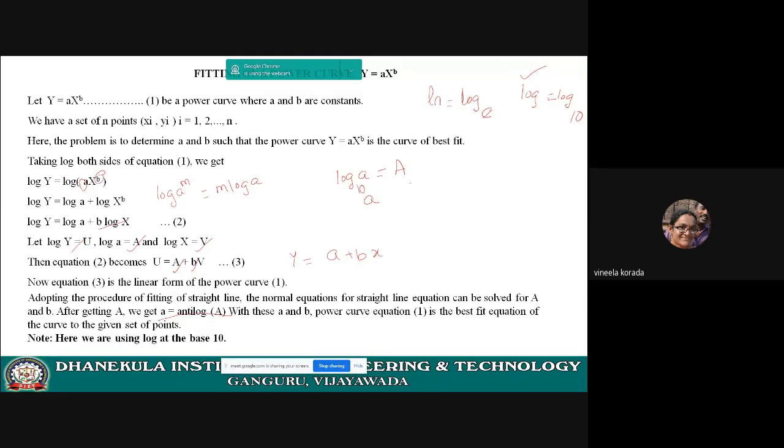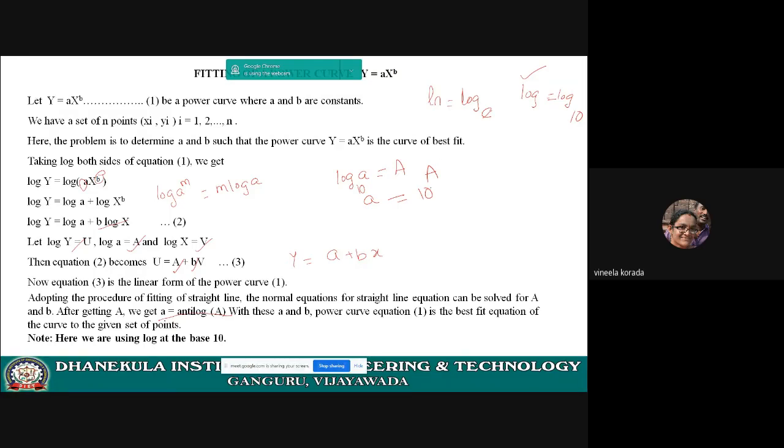Okay. So since it is to the base 10, you must take a as 10 power A. In your calculator, you will be using shift log to get 10 power of A. Is it fine? So in the case of a power curve, you need to use logarithm to the base 10. Just remember that point always. If you go on with ln, the entire problem goes wrong. So anti-logarithm of A means here 10 power of A.